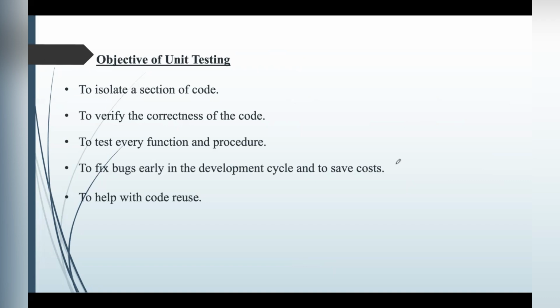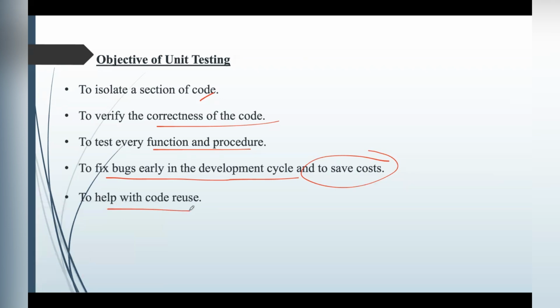Objective of unit testing: first thing is to isolate a section of code, then to verify whether the code written is correct or not, and to test every function as well as procedure, and to fix bugs early in the development. Thus, we can save cost as well as time. It even helps us in using the same code many times. It helps developers understand the code base and enables them to make changes quickly.